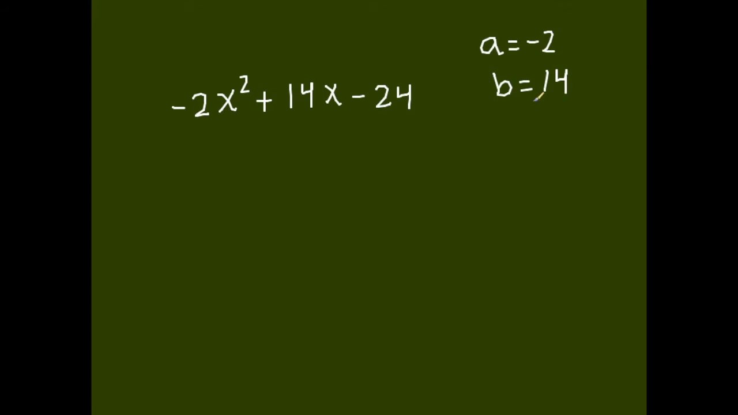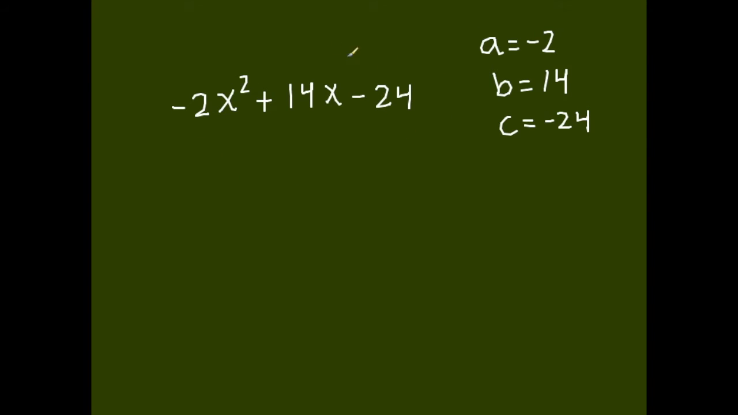Let's factorize negative 2x squared plus 14x minus 24. So a in this case is equal to negative 2, b is equal to 14, and c is equal to negative 24.